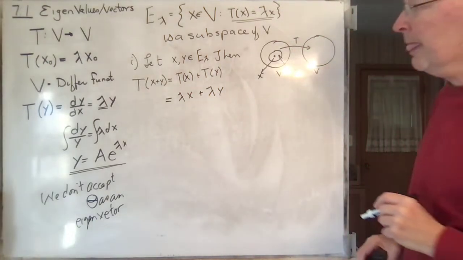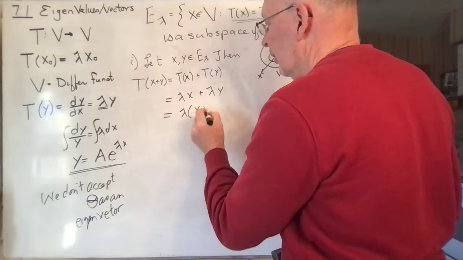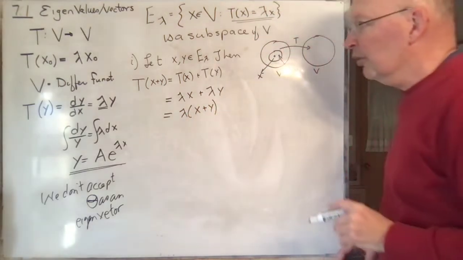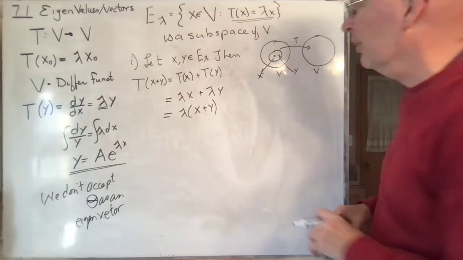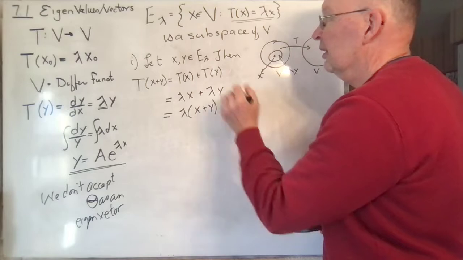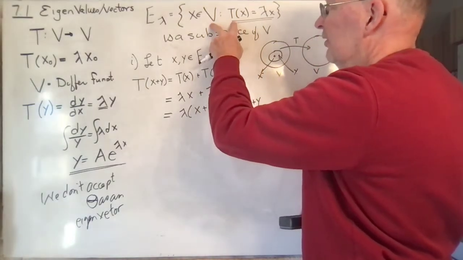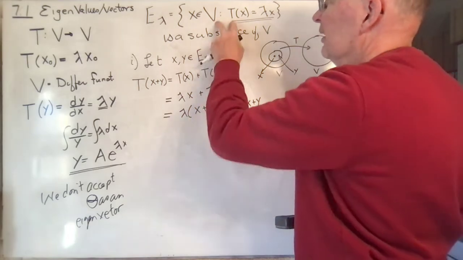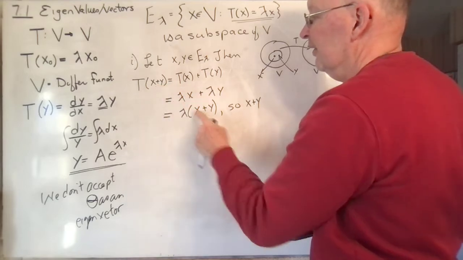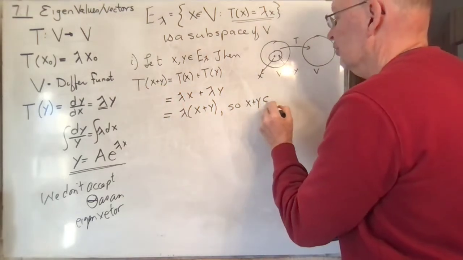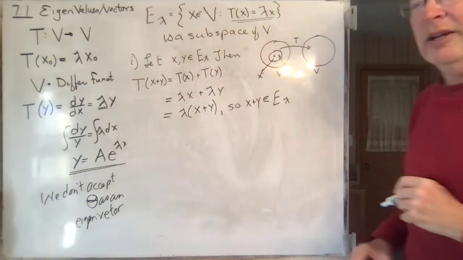So that's true. And now I just know from simple algebra that that's equal to lambda times X plus Y. And now notice what I've just shown. I've shown that T of X plus Y is equal to lambda of X plus Y. So sure enough, X plus Y is in here, because that's the property you have to have to be in here. It has to be the case that T of that thing is equal to lambda times that. And T of this thing is equal to lambda times that. So sure enough, that is in there.